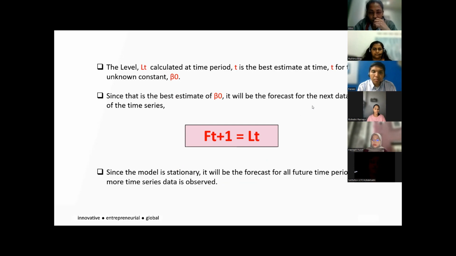The level, which is the level of time calculated at time period t, is the best estimate at time t for the unknown constant. Since that is the best estimate of the unknown constant, it will be the forecast for the next data value of the time series. The basic concept of exponential smoothing is F(t+1) equals the level at time t, which is L_t. Since the model is stationary, it will be the forecast for all the future time periods until more time series data is observed.